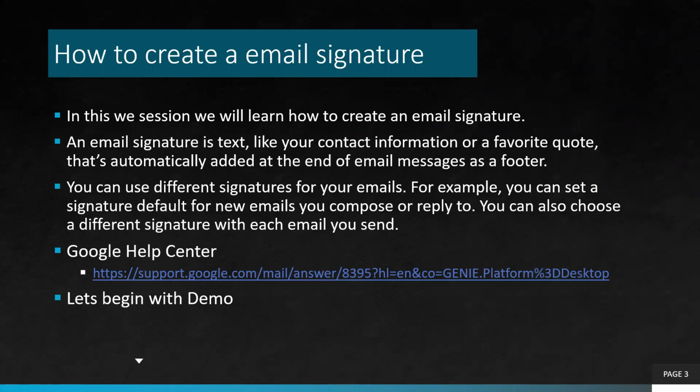So in this session, we learn how to create an email signature. An email signature is a text like your contact information or a favorite quote that is automatically added at the end of the email message as a footer. So you can use different signatures for your emails. For example, you can set a default signature for new emails, the ones you compose or you reply to. You can also choose a different signature with each email you send.